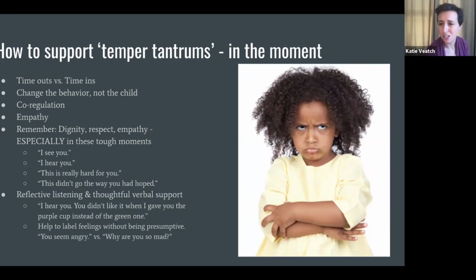Or I might even just say, you seem upset. Are you upset? And then we can provide that emotional language for them. So the next time they can say, oh, I'm so angry. I'm so angry that I didn't get the purple cup, or I didn't get the green cup, or whatever it is, so that eventually they will have that language.